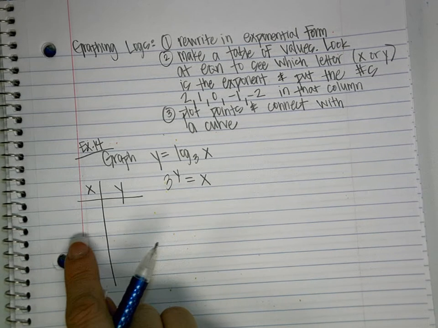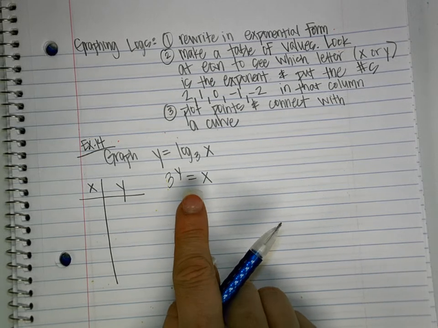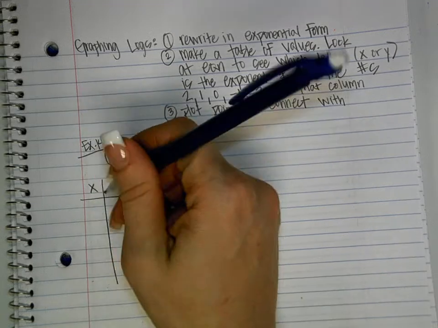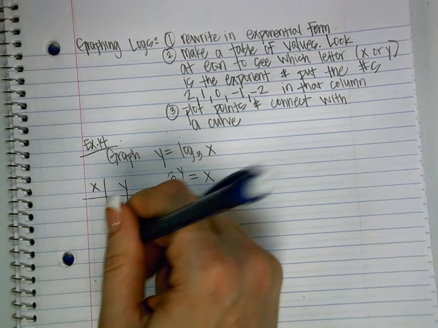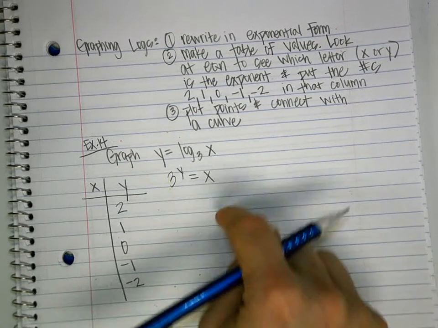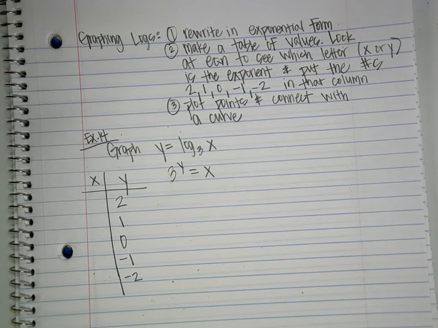You actually have to look at the equation, whichever letter is the exponent. So here y, that is the letter that you're plugging in for. So we put 2, 1, 0, -1, and -2. So you have to look at the equation before you can decide which part you're plugging into. Then you just plug in.